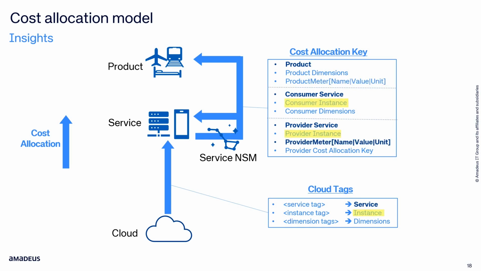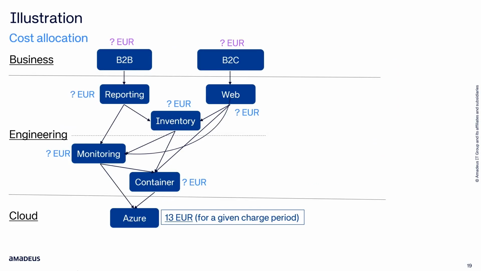Last, it's important to note that the cost allocation is per service instance. This means that the NSM and consumer information are provided by service instance. Thus, the NSM unit costs can be calculated and tracked by service instance. Moreover, every consumer can view the instances of the provider service that it uses, as well as the associated unit costs.